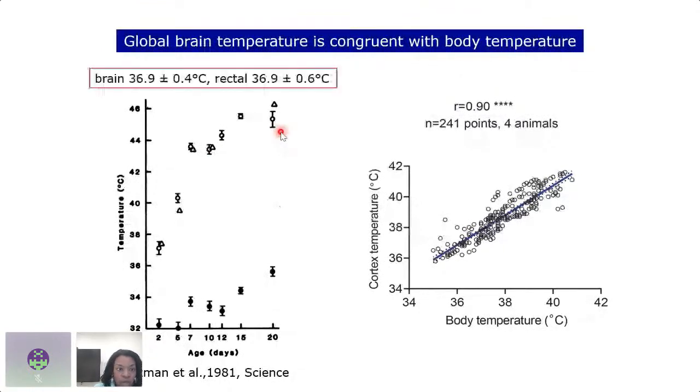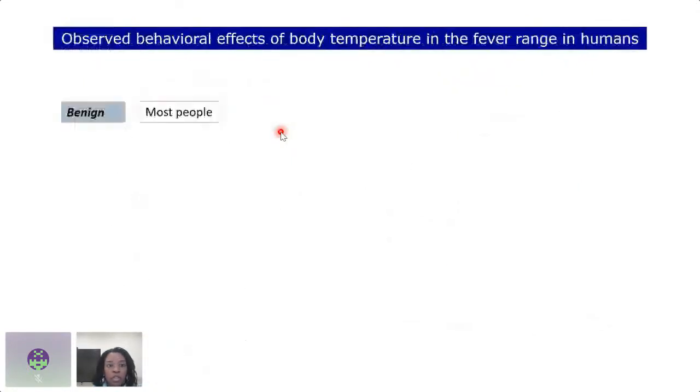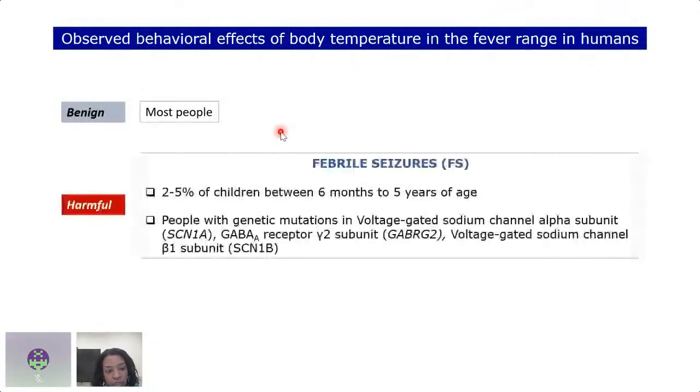So in general, you find that the global brain temperature is about 36.9, and the rectal temperature is about 36.9 as well in human beings. So what are some of the behavioral effects of increasing your body temperature and in turn your brain temperature into fever range? So in most people, it actually has no effect. You can increase your body temperature and brain temperature by as much as 3 degrees with no effect. But for some individuals, the effects are quite harmful.